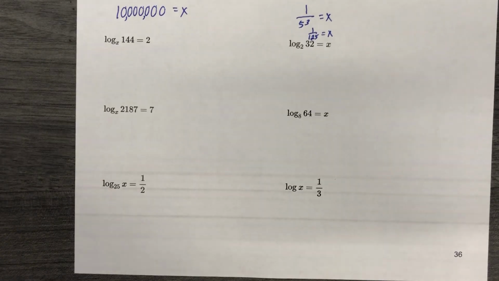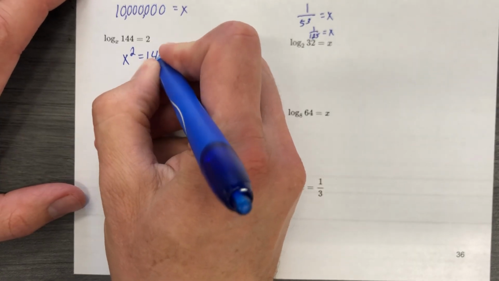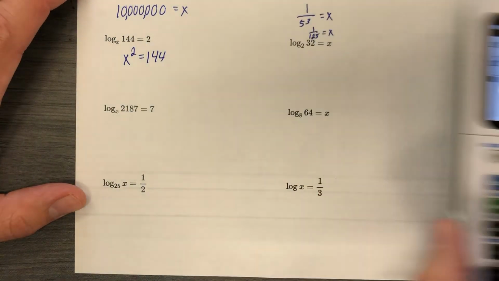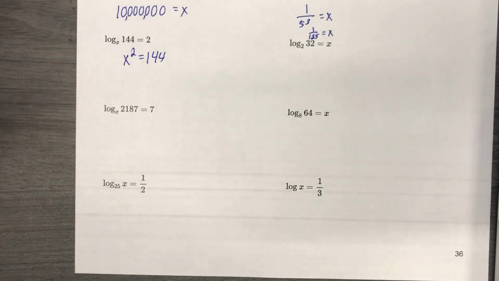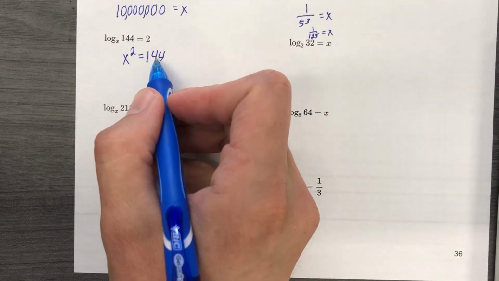All right, let's tackle this last set right here, these 6 problems that are staring me in the face. It starts as a logarithm. Let's turn it to an exponent. X squared equals 144. And then I grab my calculator. No, I don't, right? Okay, think about this logically. Something squared gives me 144.